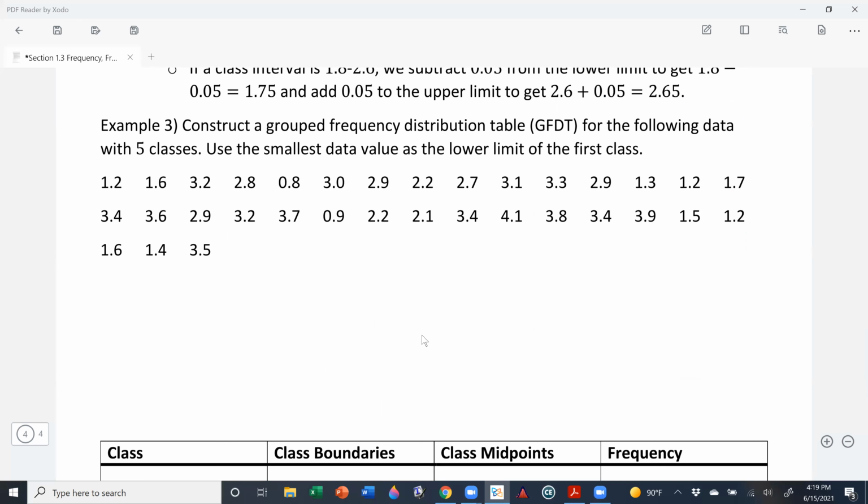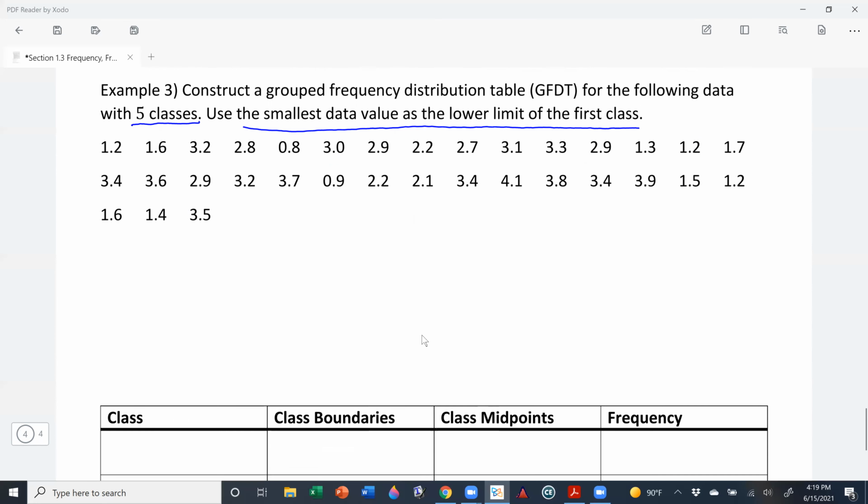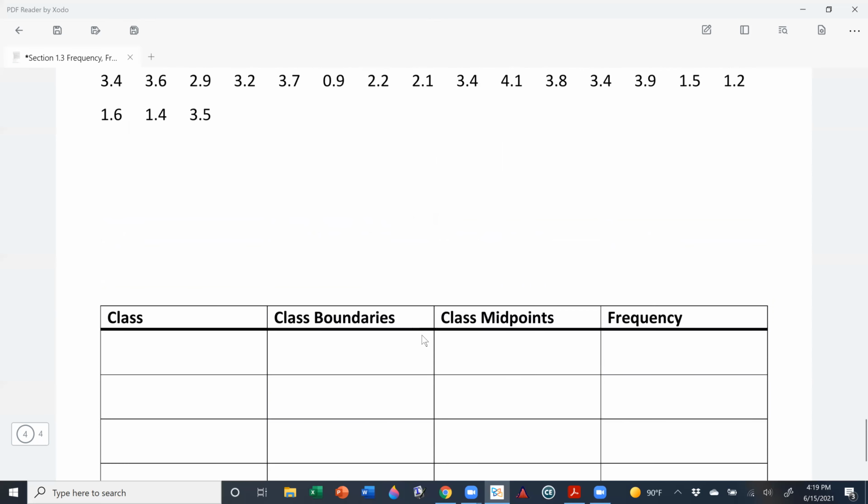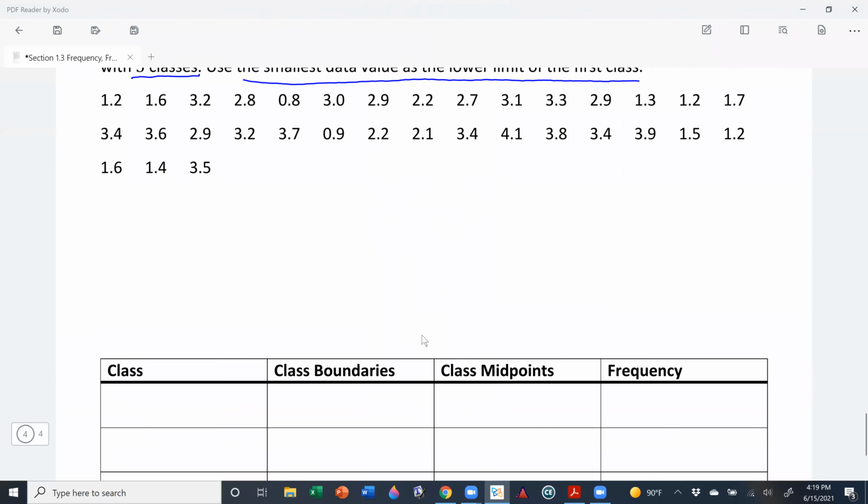Example 3. We're going to do it for the following data. And like I said, I'll tell you how many classes I want you to use, and I'll also tell you the best way to use the starting point for the lower limit of the first class. Here's the table setup where we're going to have our class intervals, our class boundaries, our class midpoints, and then finally the frequency, meaning how many pieces of data fall within each of those classes. First things first, we need to find out the class width.